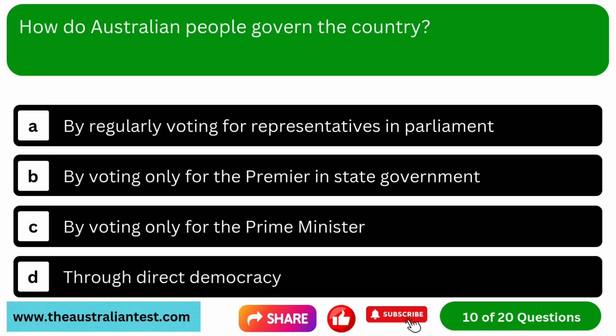Question 10. How do Australian people govern the country? Option A. By regularly voting for representatives in Parliament. Option B. By voting only for the Premier and state government. Option C. By voting only for the Prime Minister. Option D. Through direct democracy.